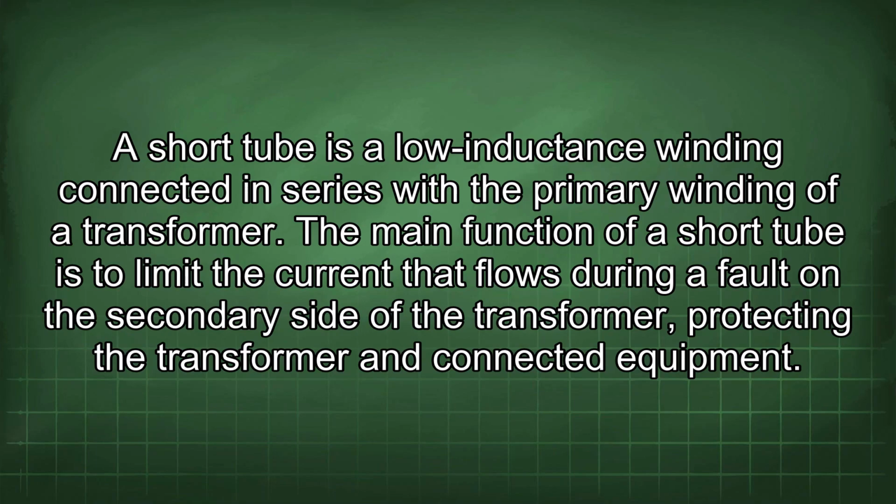Short tube is a low-inductance winding connected in series with the primary winding of a transformer. The main function of a short tube is to limit the current that flows during a fault on the secondary side of the transformer, protecting the transformer and connected equipment.